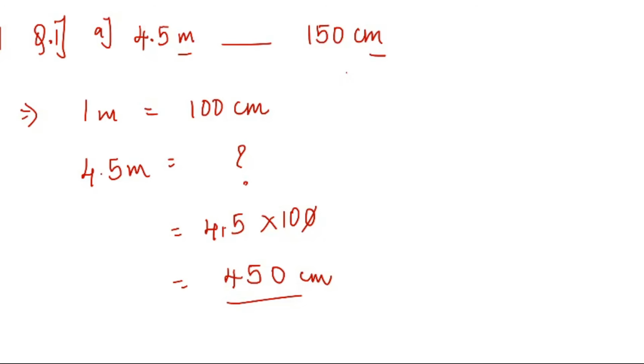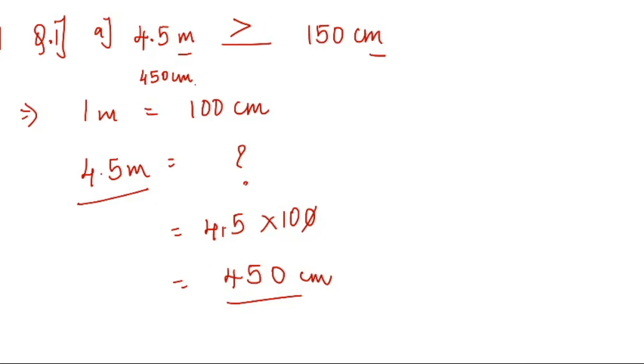So what have we done? First, this is in meter, so we convert it to centimeter. So first what will we write? 1 meter is equal to 100 centimeter. If 4.5 meter is the length, how many centimeters will it be? What we have done here, we have multiplied it. 4.5 multiplied by 100. What do we get? 450 centimeter. So which one is greater? 450 centimeter is greater than 150 centimeter. Okay. Now the second one.